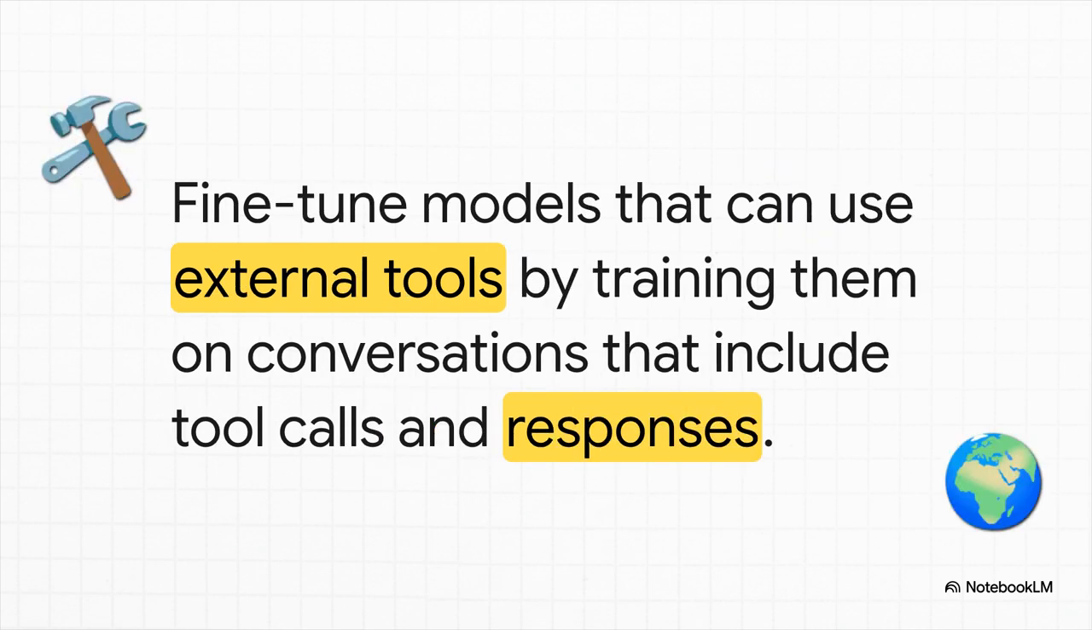But what if your model needs to do more than just talk? Tool calling lets it actually interact with the outside world. By fine-tuning on examples where the model has to call an API, like asking a weather app for the forecast or using a calculator, it learns to recognize when a tool is needed, how to ask for it, and how to use the answer. This gives your AI real-world skills.